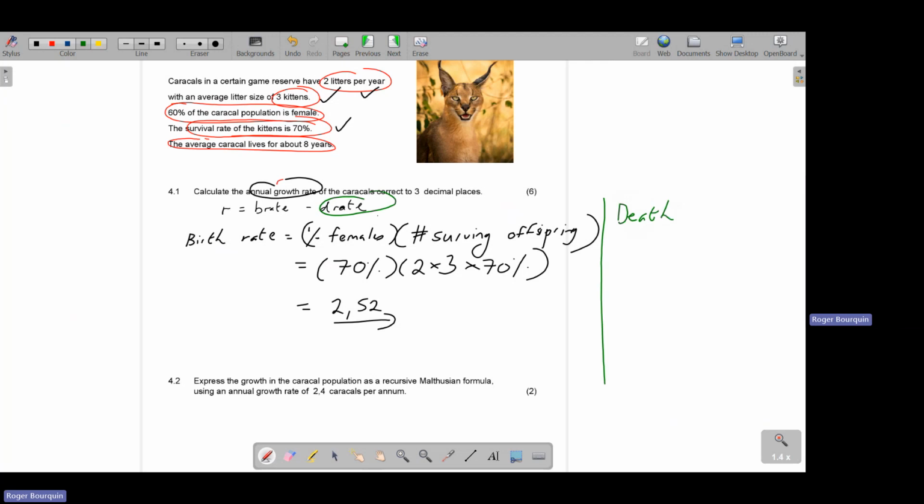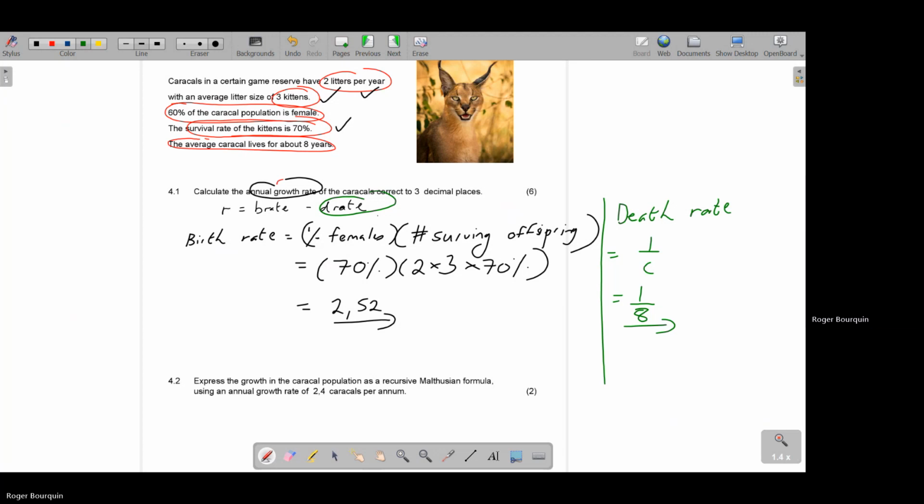Then your death rate equals 1 over life expectancy, in other words, 1 over C. And your life expectancy for a caracal is 8 years. So your death rate is 1 over 8, which in other words, you'd expect 1 out of every 8 caracals to die in a year.